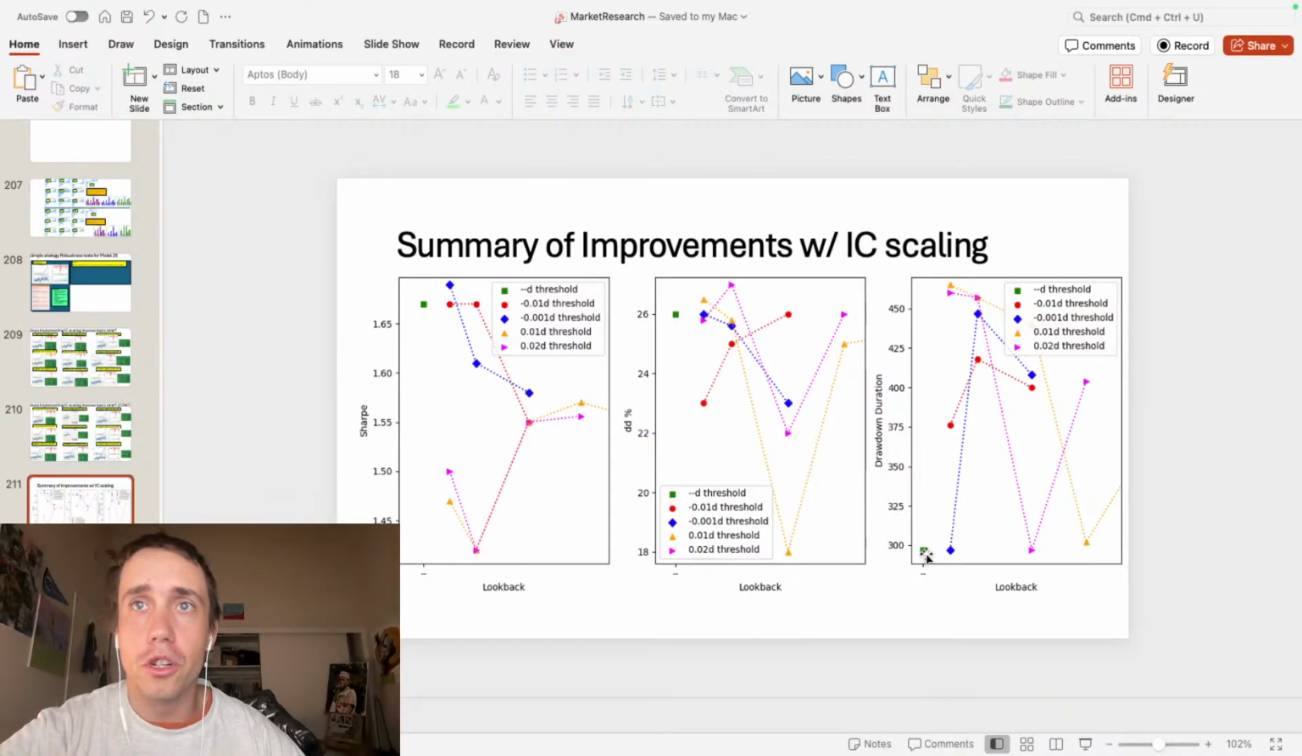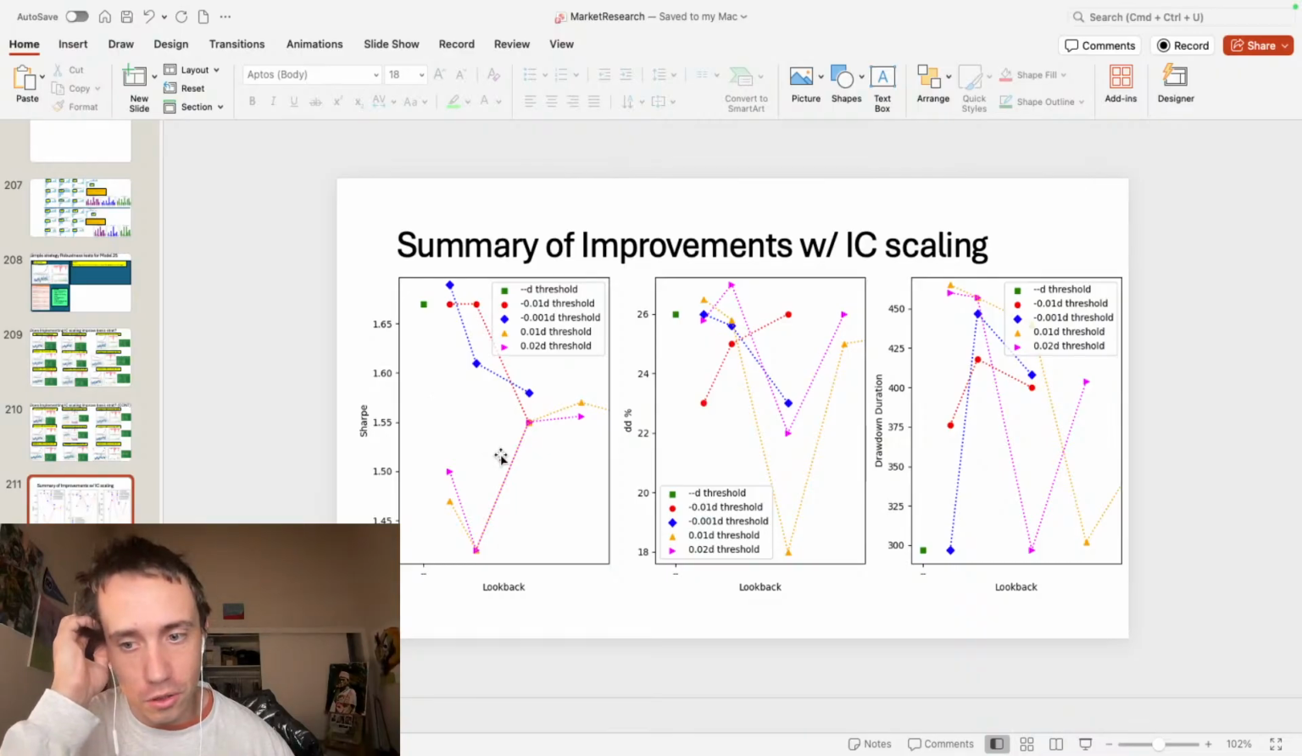The green dot is the baseline performance. So I was able to bring the drawdown duration down to the baseline, but I wasn't able to really improve on it. For the Sharpe ratio, there's one with a higher Sharpe ratio. That's this first data point here. The drawdown percentage is about the same. So this is basically a slightly better strategy, but nothing was really clearly better here. So there were no real conclusions to draw.